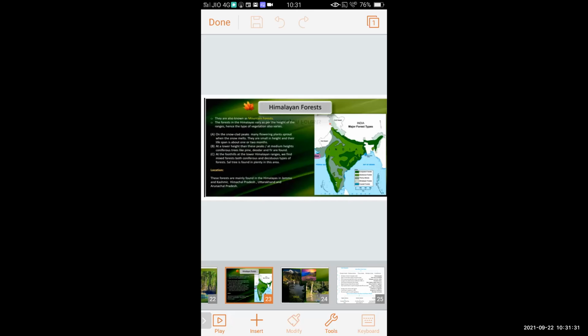And the location of the Himalayan forest. These forests are mainly found in the Himalayas in Jammu and Kashmir, Himachal Pradesh, Uttarakhand, and Arunachal. As we all know, it is a Himalayan forest, so it is found in the areas of the Himalayas.